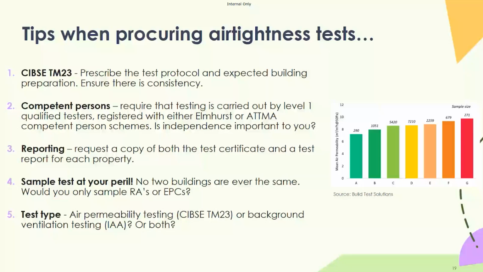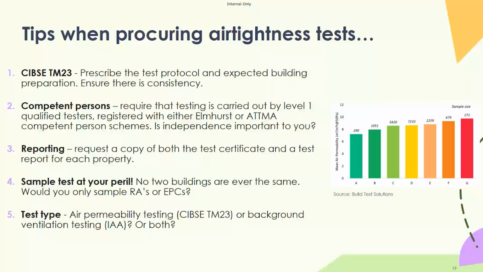Reporting wise, you don't just want a number. I think you want to be asking for a copy of both the test certificate as lodged through the competent person scheme, but also a test report for each property. So show us the detail of the measured envelope area, volume, all the technical parameters of the test, all the observations taken on the day of the test, as well as the test result, ideally expressed as air permeability, but also air changes per hour and equivalent leakage area. So you've got all the richness of information that you deserve for the money you've paid.